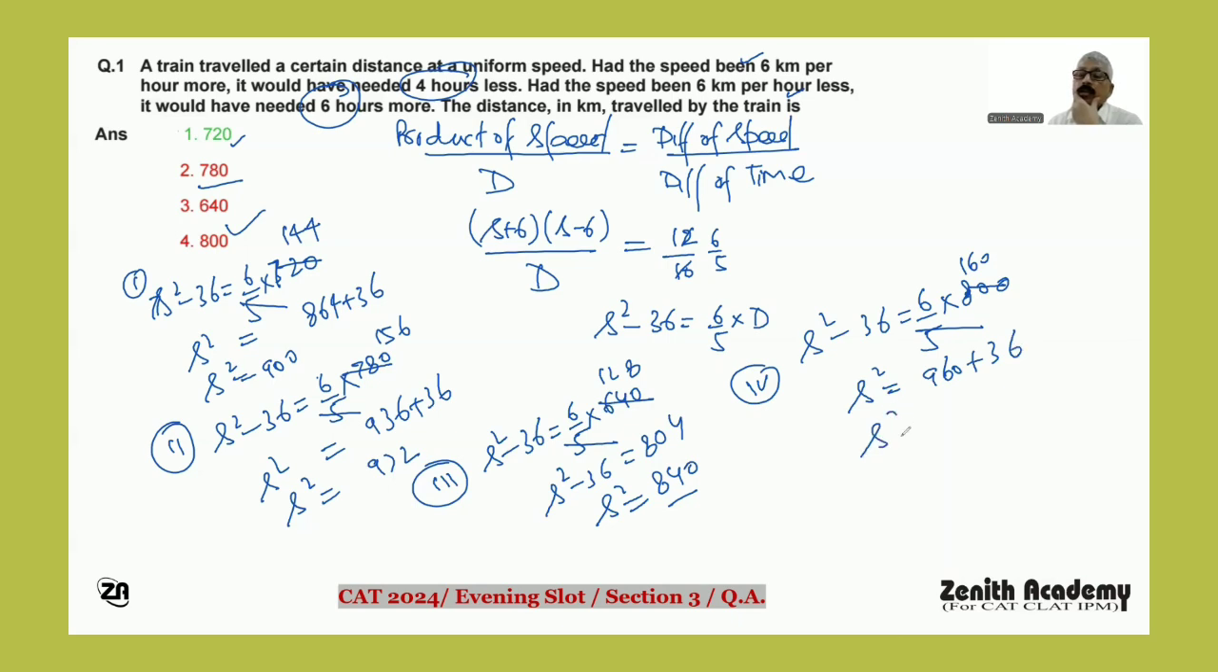It is 996. Now look here. Only single option is this: s square is 900, a perfect square. S square 972 is not a perfect square. S square 840 not a perfect square. S square 996 not a perfect square. So the answer is 720. Only this, because for 720 s square is 900, which is a perfect square. So it is your answer.